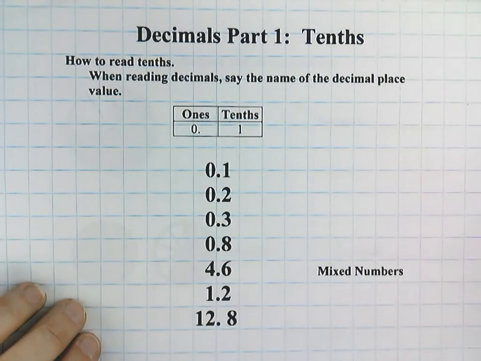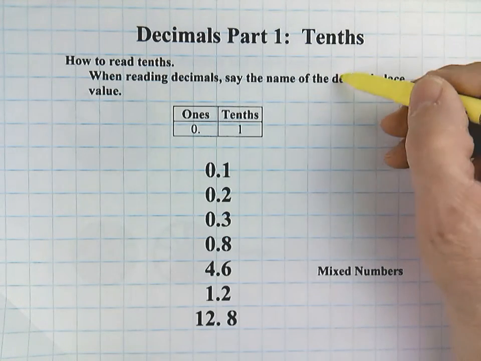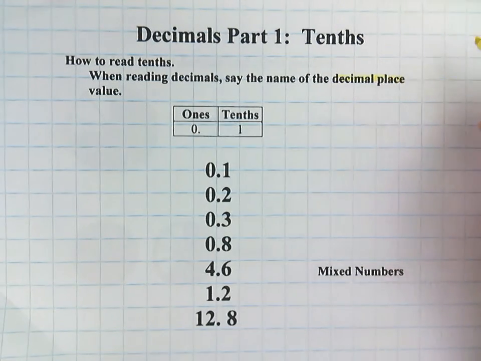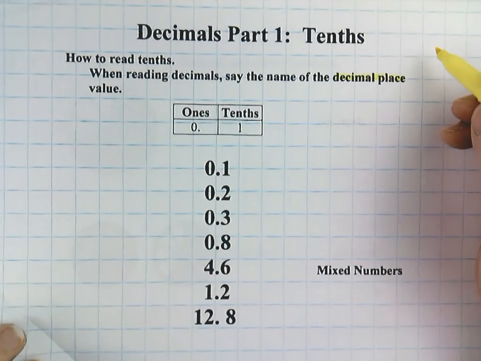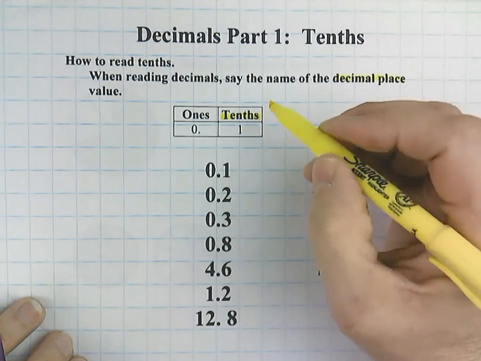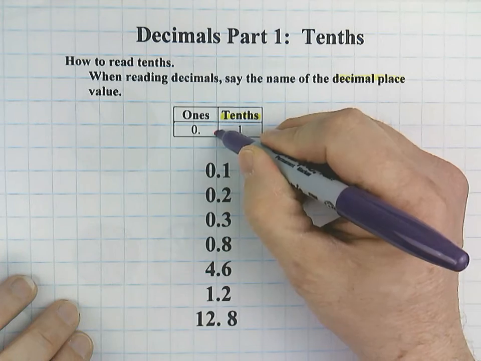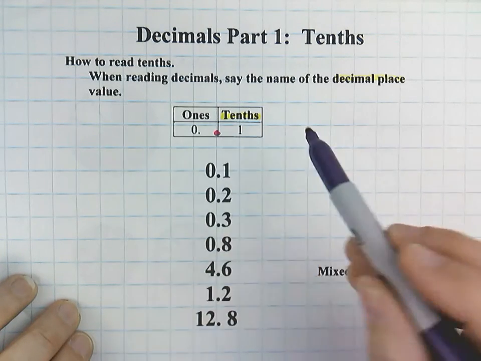It's important to be able to read decimals correctly. When you read decimals, it's real easy. You just have to say the name of the decimal place. Remember, we say the name of the decimal place. So, for example, today we're dealing with tenths because that would be the first place value to the right side of the decimal point.